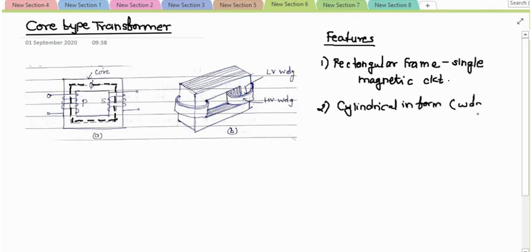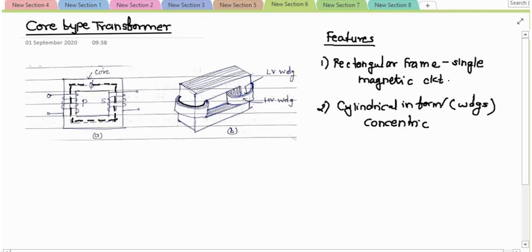This is about the windings, and they are concentric in nature. In this, the low voltage winding is placed near to the core. Both windings are uniformly distributed over the two limbs of the core. So in the second figure B, around the limb the LV winding will be there.